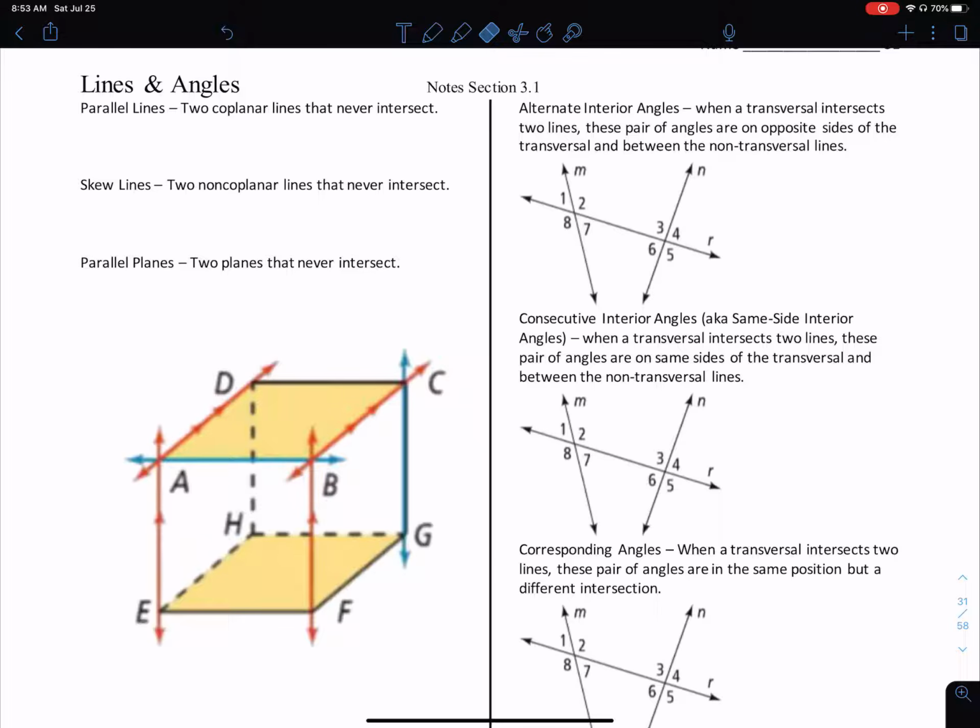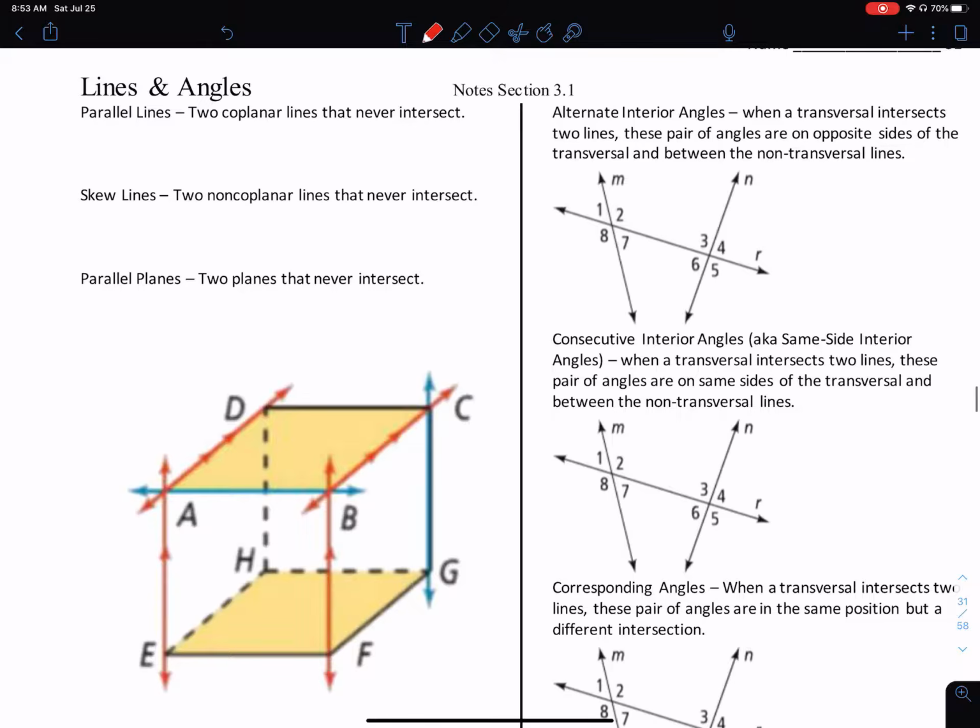So I'm going to name for you, first of all, the symbol for parallel is two little slanted segments. So if I name from this picture that we see down here a line, such as line AD, can you name lines that are parallel to it? So line AD, parallel to line BC, also parallel to line EF, also parallel to line FG.